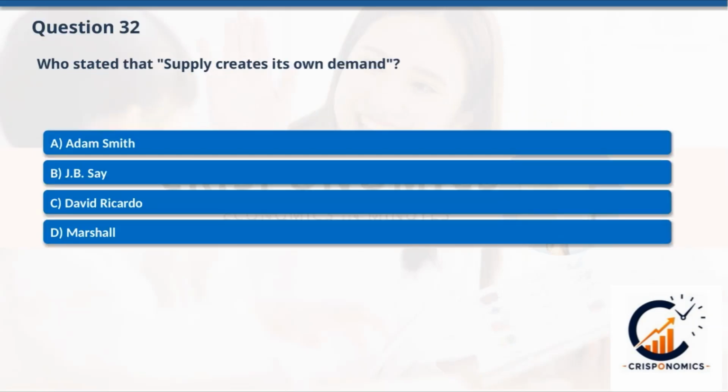Here's a quick quiz for us. Who said that famous phrase, "Supply creates its own demand"? Was it Adam Smith, J.B. Say, David Ricardo, or Marshall? This question gets to the heart of economic theory, challenging us to recall which thinker first proposed this idea. Let's keep this in mind as we explore how supply and demand interact in the market.